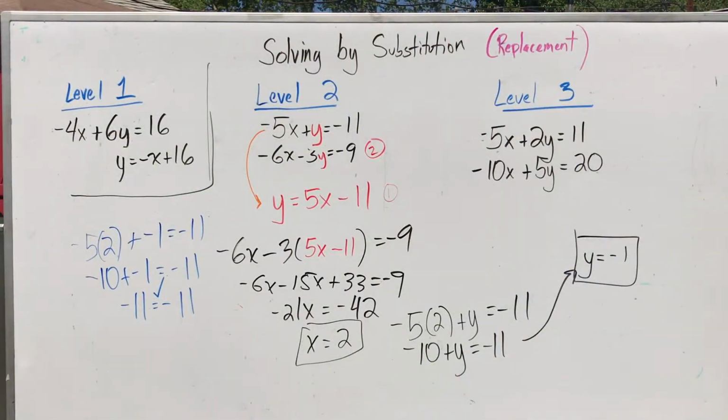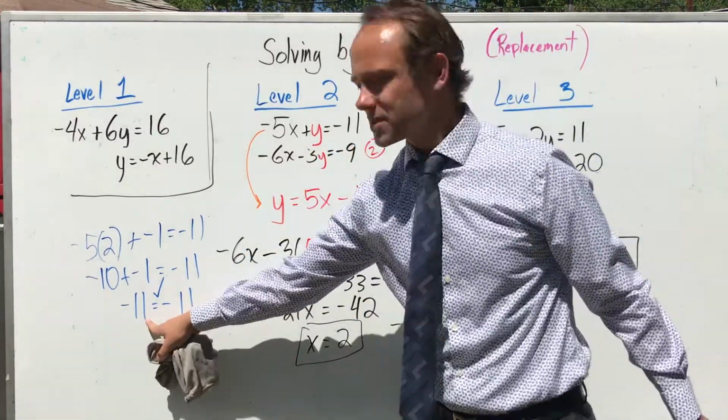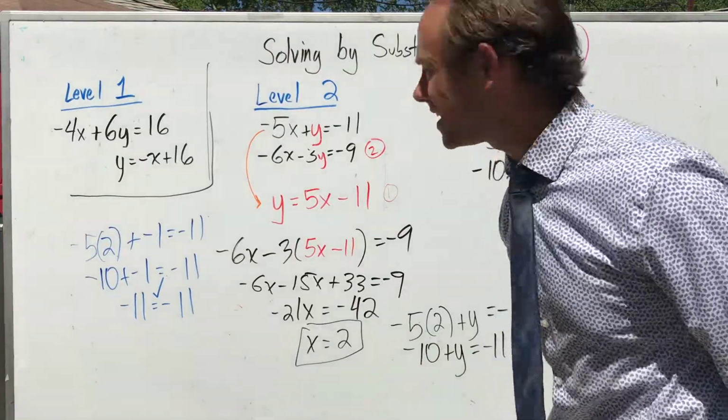All right, so of course it's right because I plugged in my values of x and y, and I got that it equals -11. All right, let's get ready for level 3, the last level.